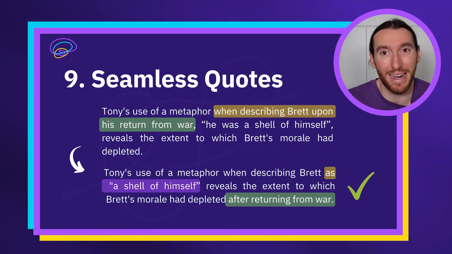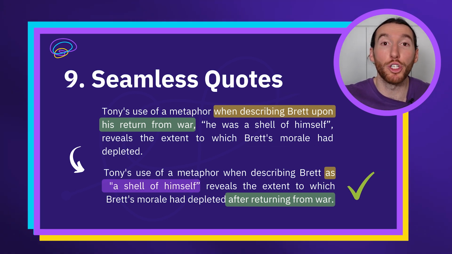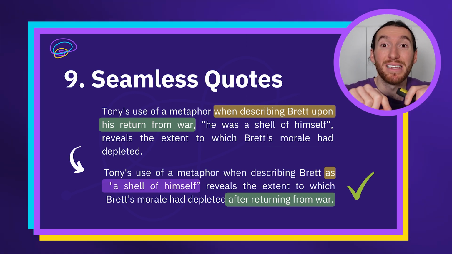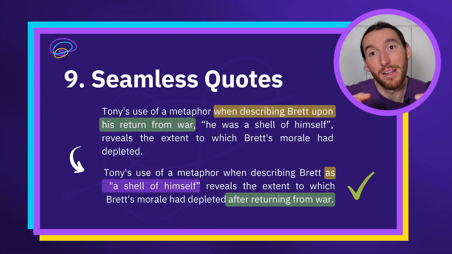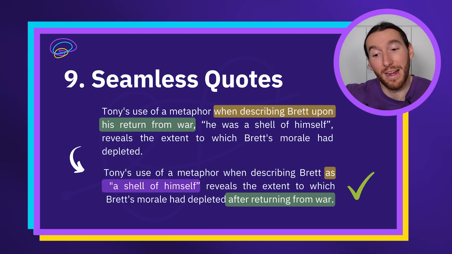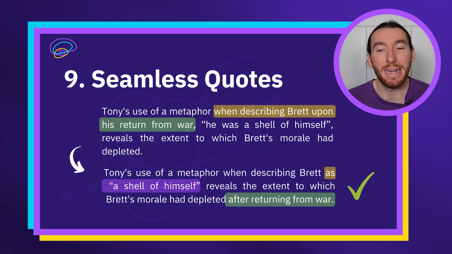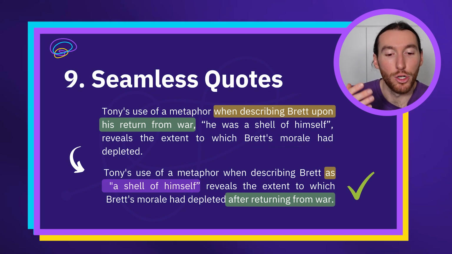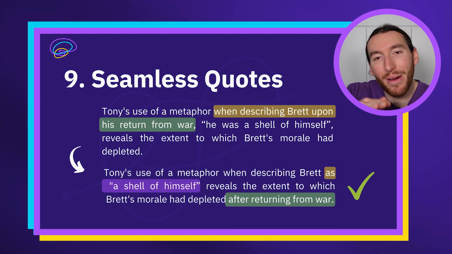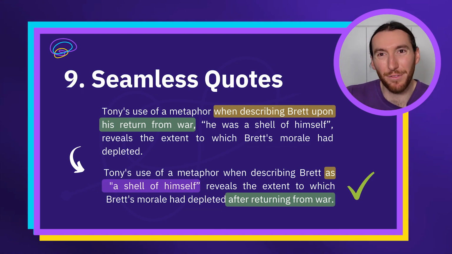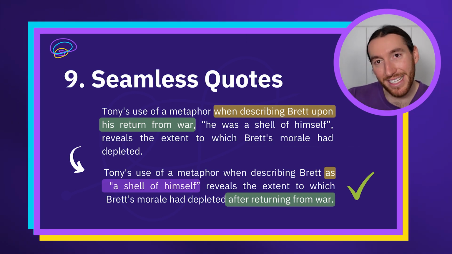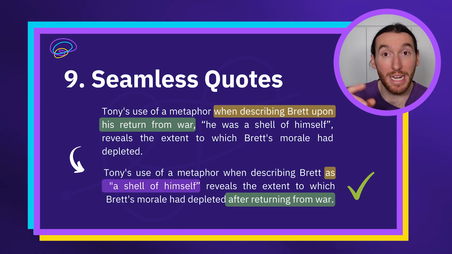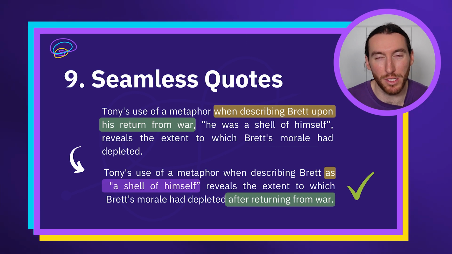It's not just going to automatically happen if you shorten the quote. You've got to shorten the quote plus set up the sentence in the right way so that it flows in directly before and then it continues on after. But now if I read this sentence out, Tony's use of a metaphor when describing Brett as a shell of himself, see how I didn't have to stop to say the quote? I didn't have to pause with a comma. That's a nice flow.